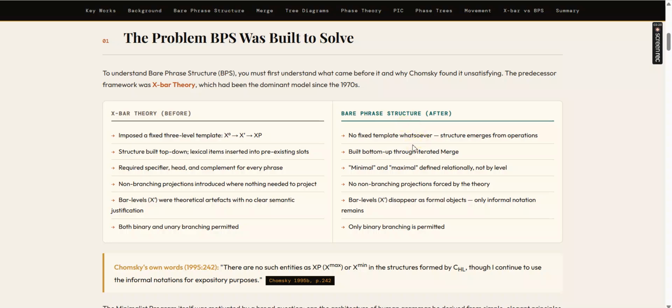And in bare phrase structure, there is no fixed template. Structure emerges from operation. X-bar theory builds structure top down, while here structure is built bottom up and emerges through Merge. X-bar theory requires specifier, head and complement, but in bare phrase structure, minimal and maximal are defined relationally, not by levels.